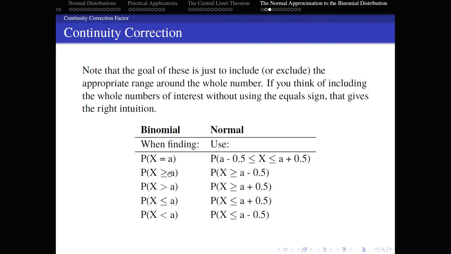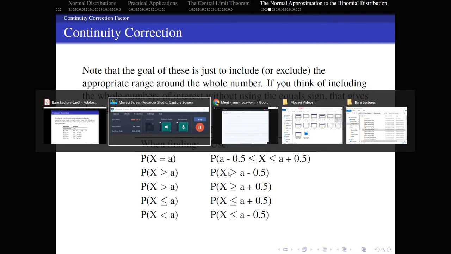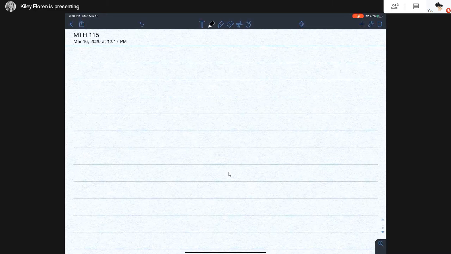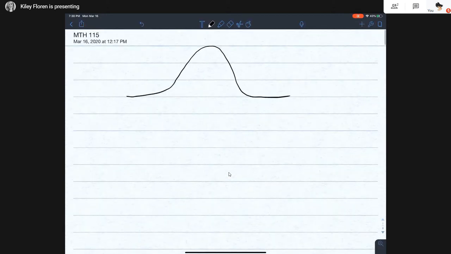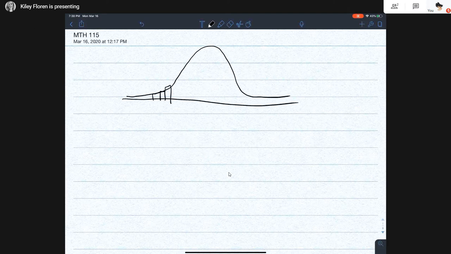So if I want to include a and I'm going up, then I need to drop it down a little bit to go up. So I'm going to go to our picture here, and let's see if we can draw this out to help it make a little bit more sense. So we've got our normal distribution, and then we're using this to approximate a binomial. Now these binomials are going to look like little boxes. So these are going to look like a histogram kind of. And my boxes suck, I apologize.